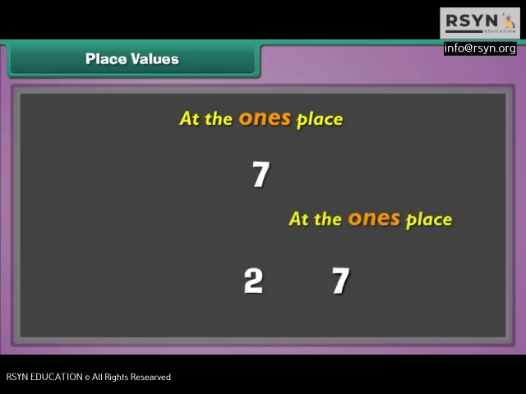Place values. Single-digit numbers have only 1 digit at the ones place. 2-digit numbers have 1 digit at the ones place and another at the tens place.